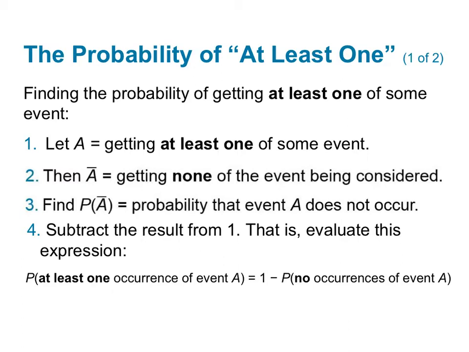Finding the probability of getting at least one of some event: you can let A equal getting at least one of some event, and then the complement of A is getting none of the event being considered. Find the probability of the complement of A, so the probability that the event A does not occur, and then subtract the result from 1. That means you're evaluating the expression: the probability of at least one occurrence of event A equals 1 minus the probability that no occurrences of event A happen.